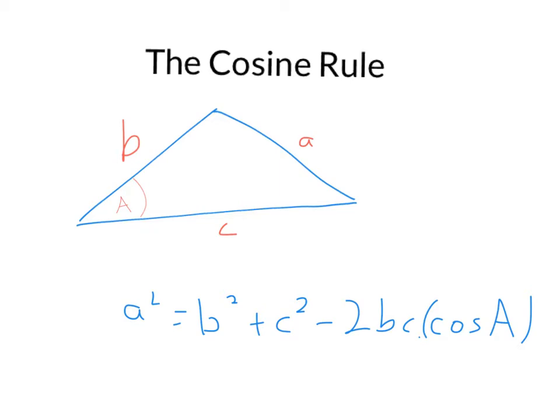So it's really important that when you're using this rule that you don't get the different sides mixed up. a squared is out here by itself, right? And that's always the one that's opposite the angle we're using to get the cos of. So a squared is always opposite the angle we're getting the cosine of. And b and c don't really matter which one you choose for that, to be honest. They're pretty interchangeable.